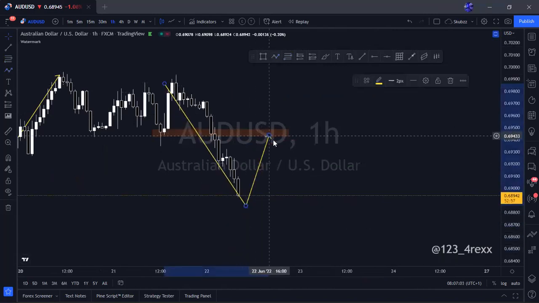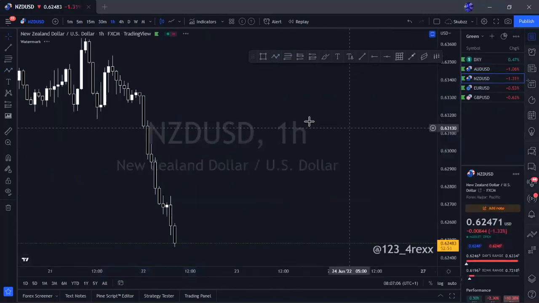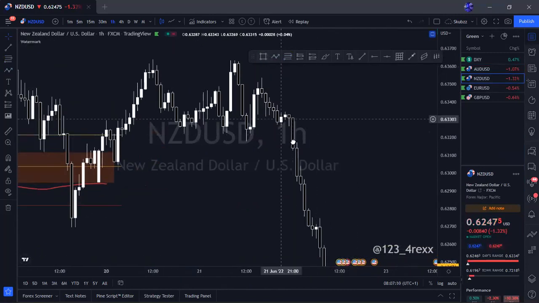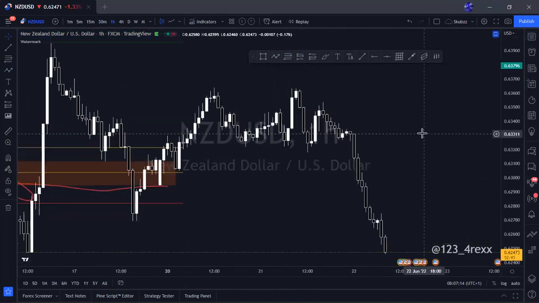That being said, let's take a look at NZD. NZD might have almost the same thing. Yep, we have the same thing on NZD. We have that whole break. Whoa, NZD is actually very deep. Melted NZD.